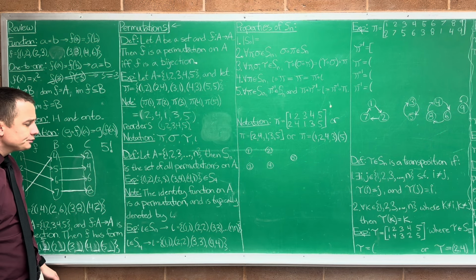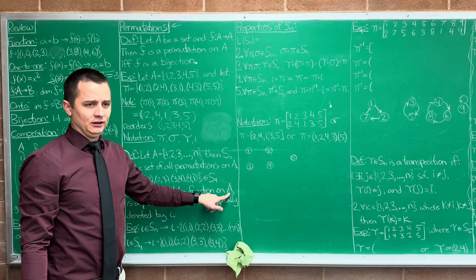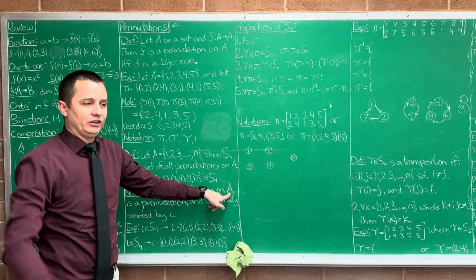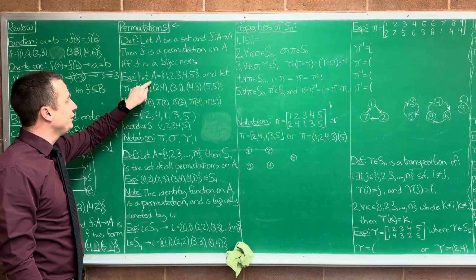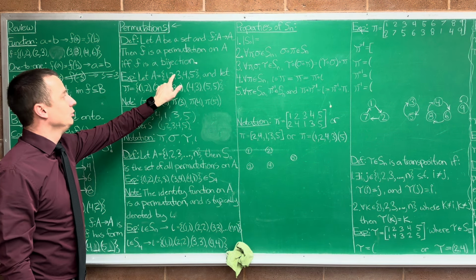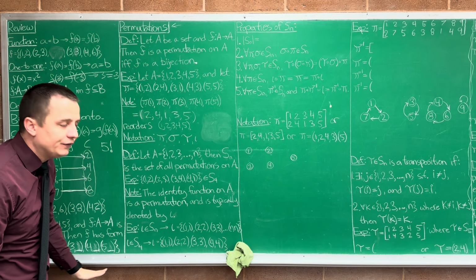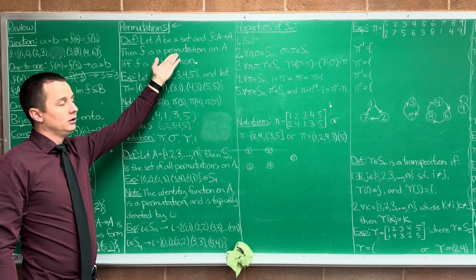Okay. The identity function on A, remember what's the identity function on A? It's the function that maps everything in A to itself. So if A were the set 1, 2, 3, 4, 5, what's the identity function on A? It's a function that maps 1 to 1, 2 to 2, 3 to 3, 4 to 4, 5 to 5. Okay. And the identity function, notice, is always going to be one-to-one and onto. It's always going to map everything in A to something in A in a one-to-one way. So the identity function is always and forever going to be a bijection, so it's always and forever going to be a permutation on the set.